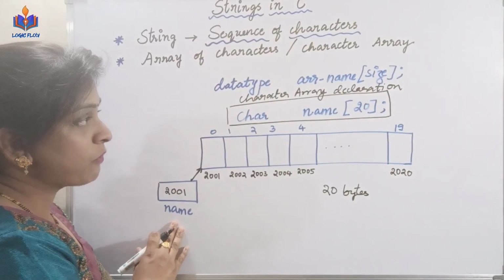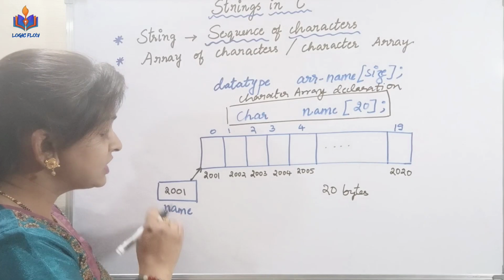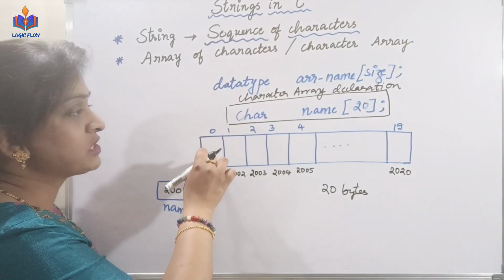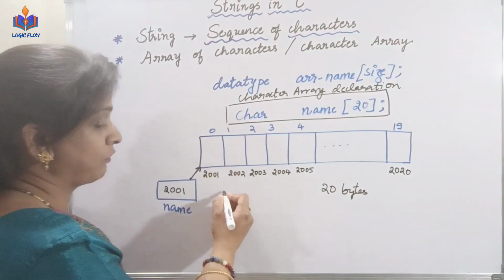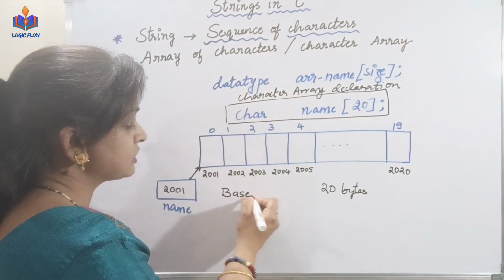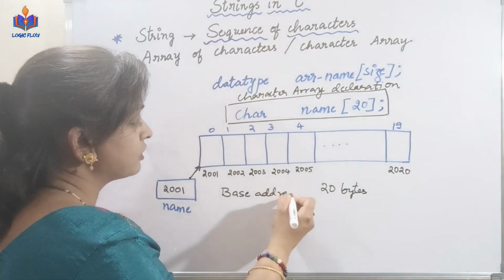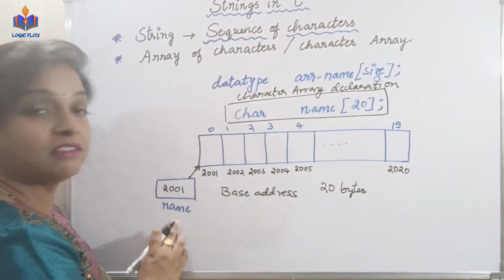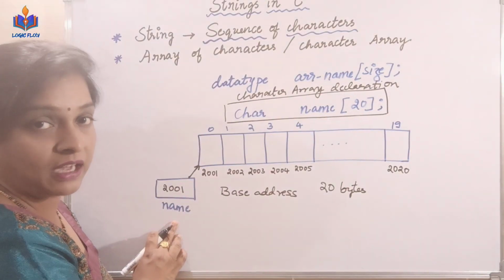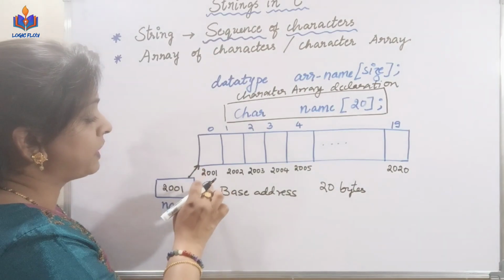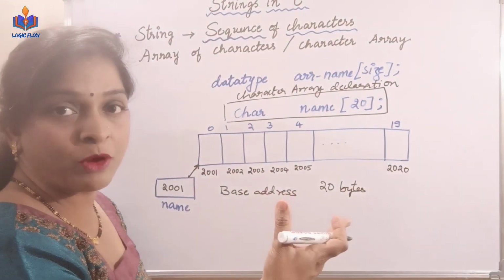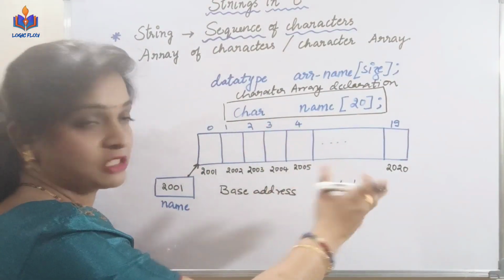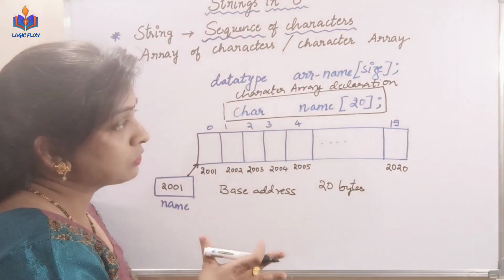So name is the name of the character array, and it holds the address of the first element, which is called the base address. The address of the first element is called the base address, and this base address will be held in the character array name. So name will be pointing to the base address. As in an array we have consecutive, that is continuous, memory locations, we can straight away get to the next elements. So this is how the memory will be allocated.